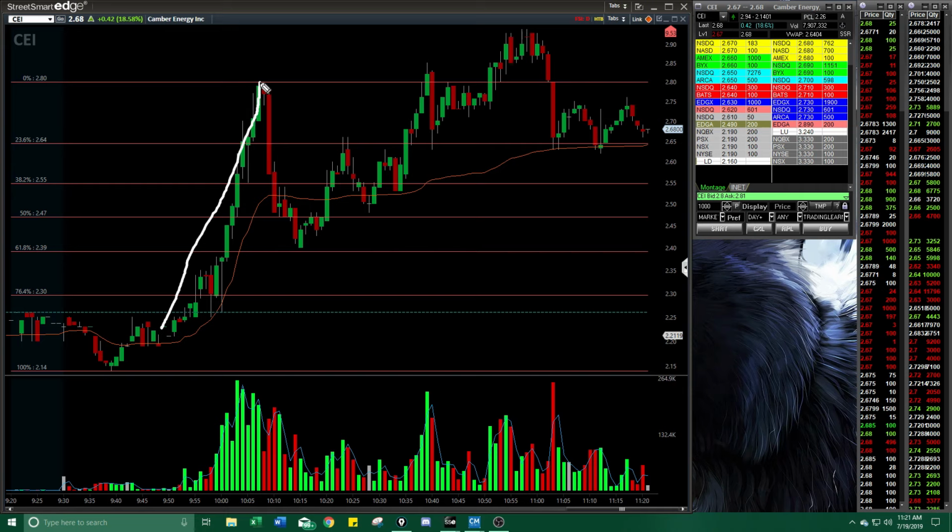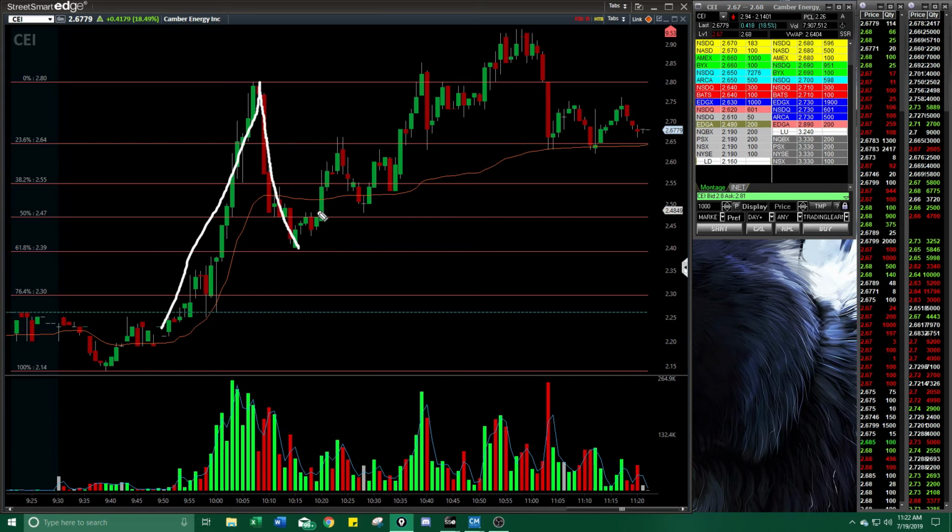It topped out at 280. It went all the way down to 240. Look at areas, little areas that it struggled at and got above. And you'll really start to see hints of the stock getting put together, weakness and strength.